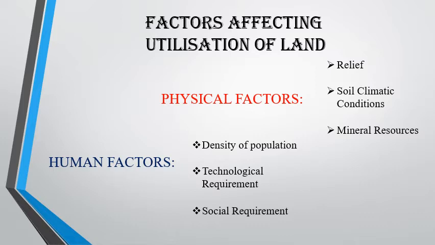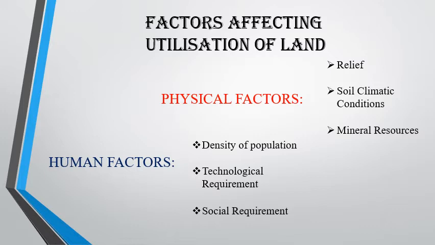Another, human factors like density of population, technological requirement, and social requirement. Students, these human factors also affect the utilization of land. Human factors like density of population and the technological and social requirements impact the utilization of land.